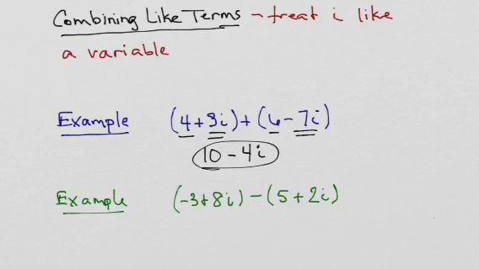All right, another one, a subtraction one. Constants first. -3 minus 5 makes -8. Then the imaginary numbers. 8i minus 2i makes 6i.